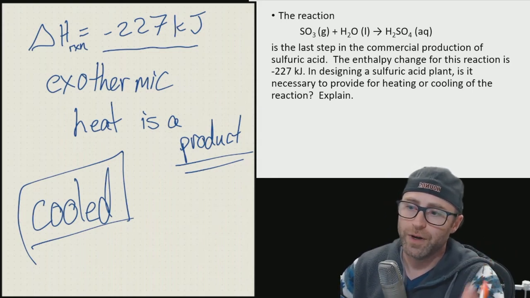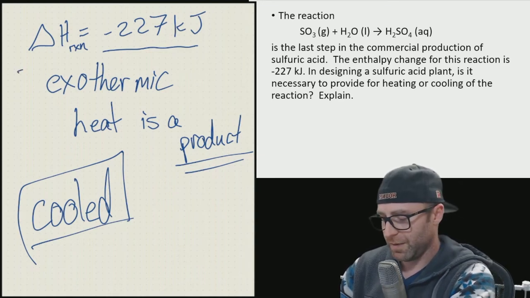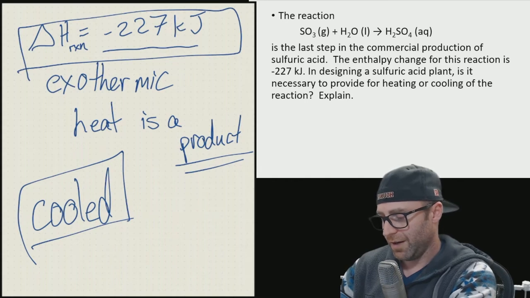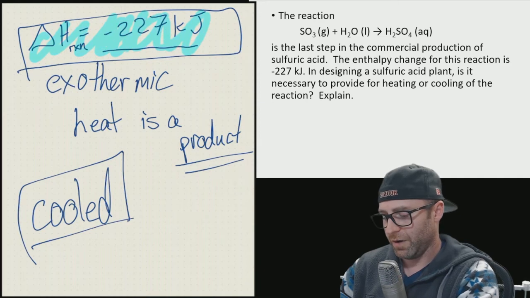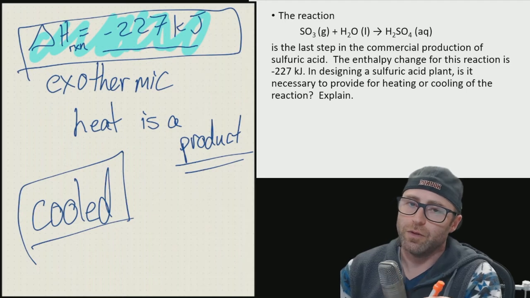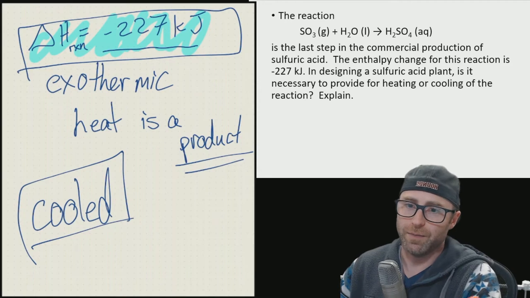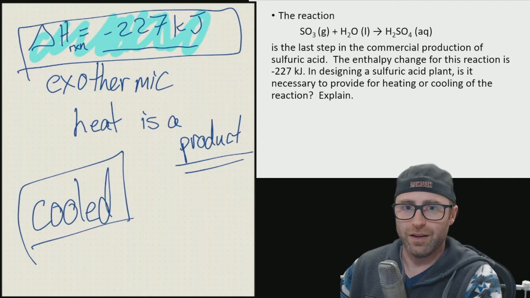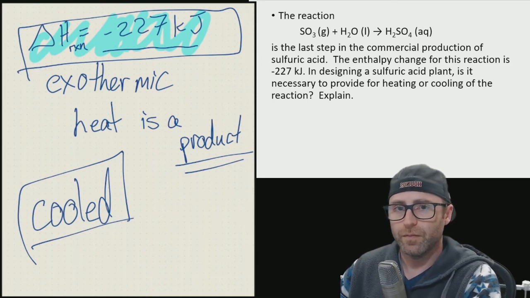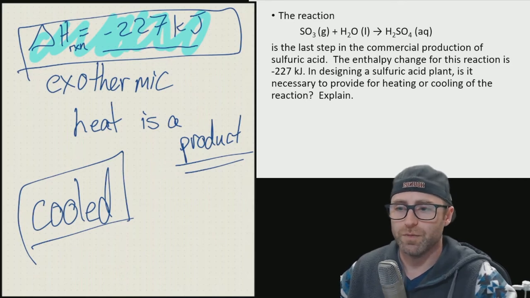So, punchline. What we're given is that this is an exothermic process. We know it's an exothermic process because delta H right here is a nice negative number. If we think through it a little bit, heating something that's generating a ton of heat only makes it more dangerous. Whereas if we try to cool off the thing that's generating a ton of heat, that usually makes it safer. So that would be our explanation of why cooling makes much more sense.